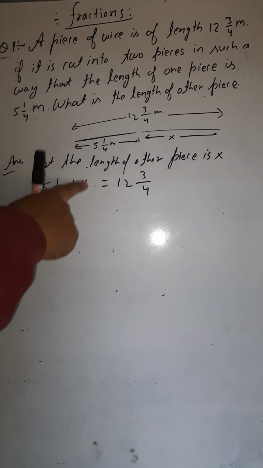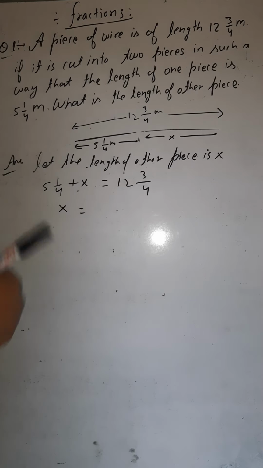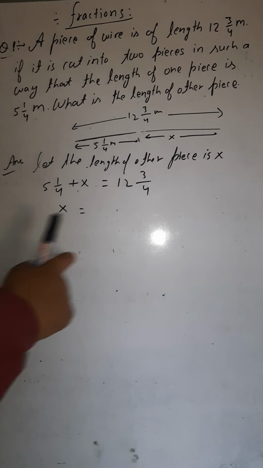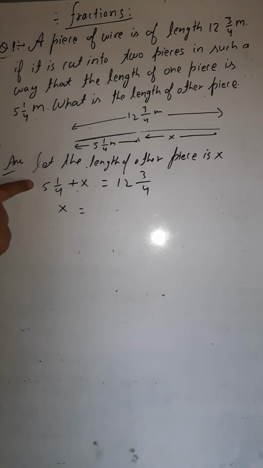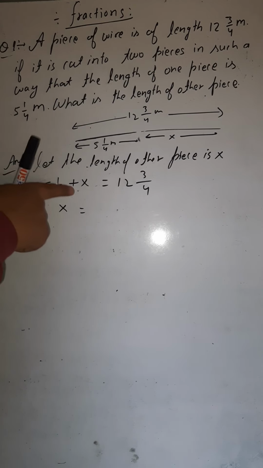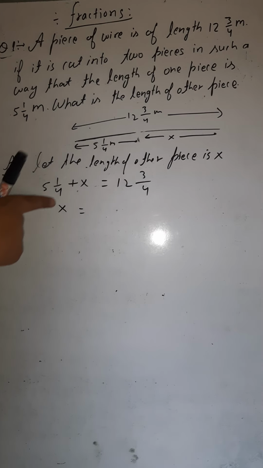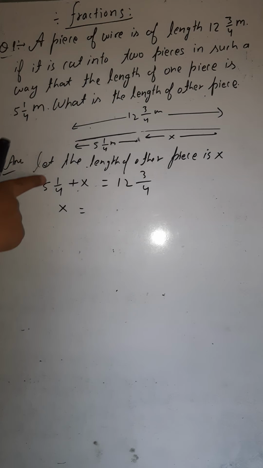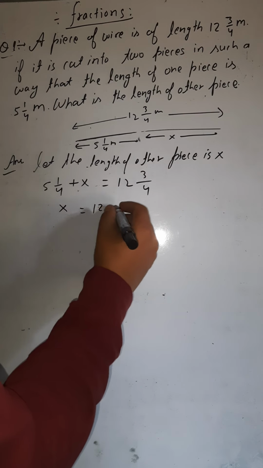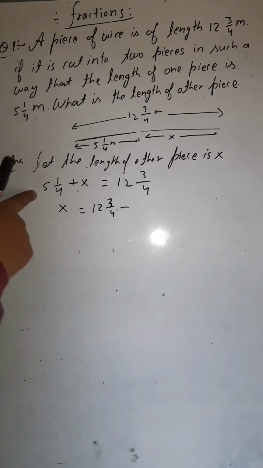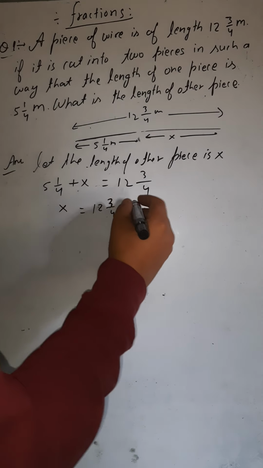So x would remain here, and this 5 whole 1 by 4 would go there. Now the sign of 5 whole 1 by 4 is plus here, because it is being added here. If it goes to the other side, the sign would become minus. I have to find the value of x, so x would remain here, and you can write 12 whole 3 by 4 minus 5 whole 1 by 4.